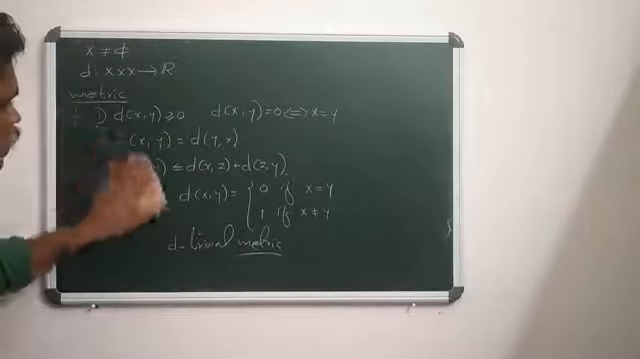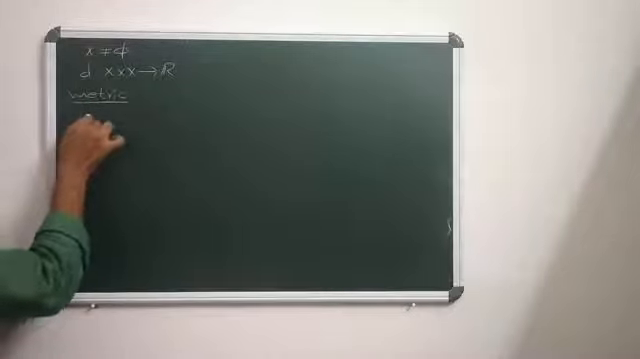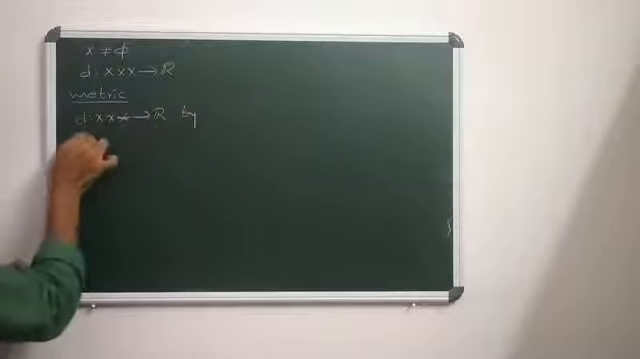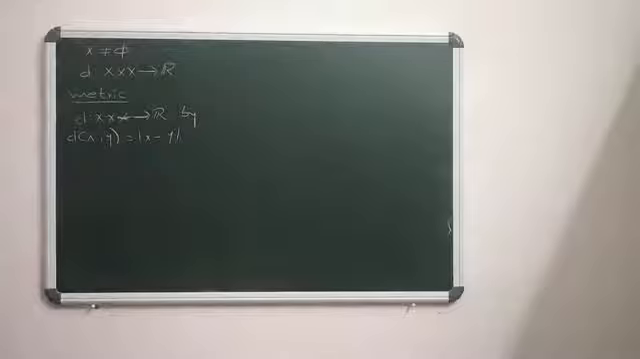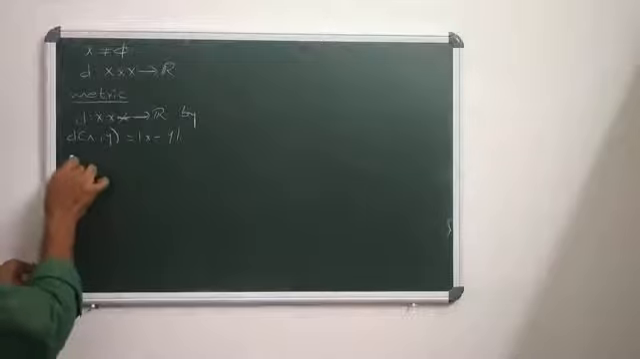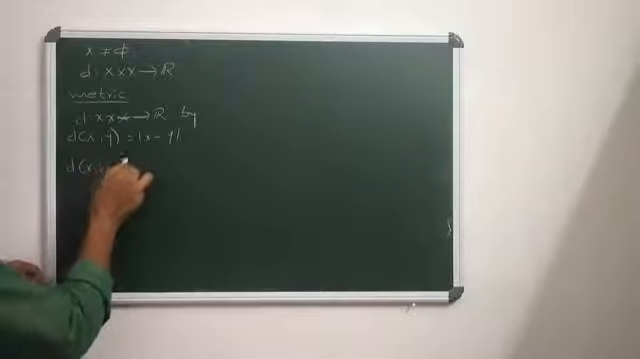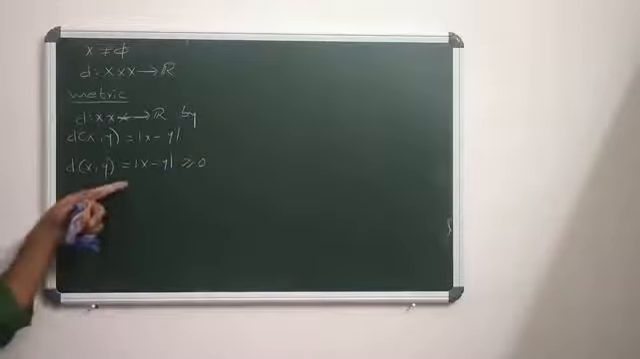Now, if you define another metric, suppose d is a function from X cross X to R by d(x,y) equals modulus of x minus y. Do you say that d is a metric here? Sure. Why? To show this d is a metric, we have to show that d satisfies three properties. First one, d(x,y) equals modulus of x minus y is greater than or equal to 0 immediately, because there is modulus.